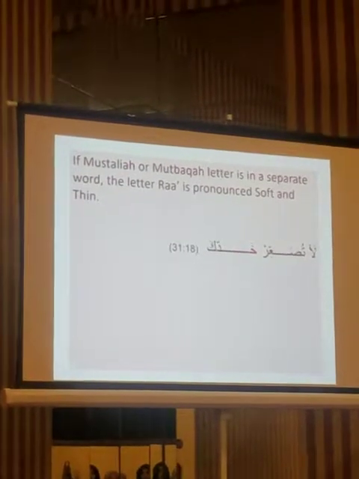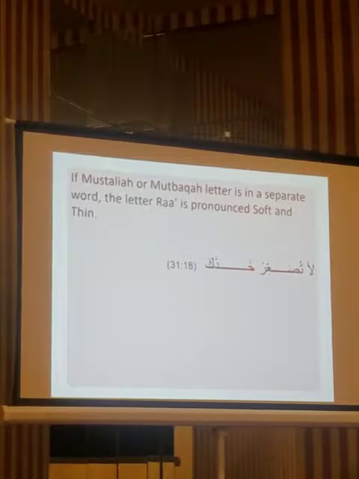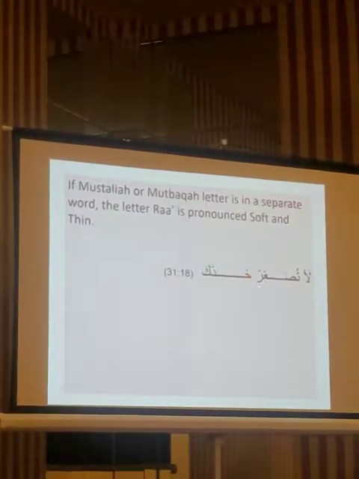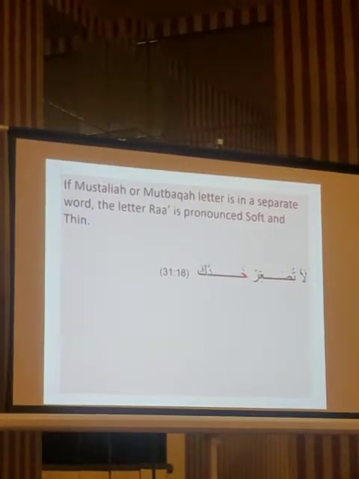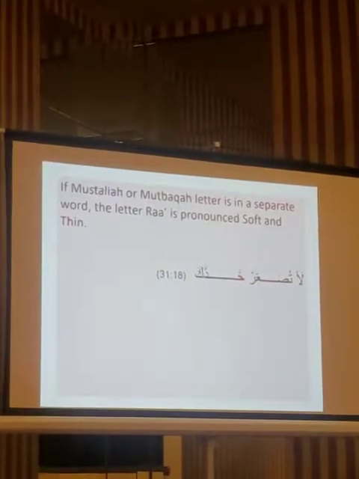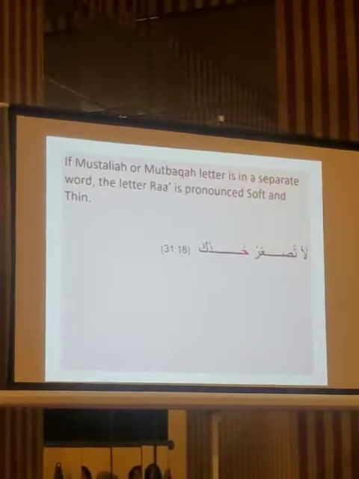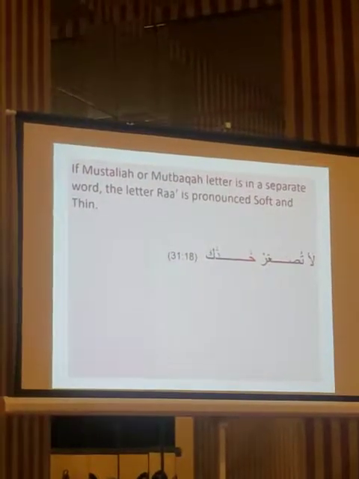So since this letter is from the musta'ali letters, but it's in the next word, that's why you will not recite this thick. There is no exception here. The exception does not apply. Why? Separate words. It's a completely different word.